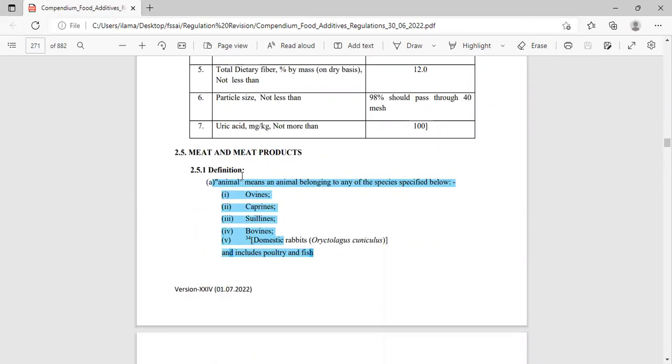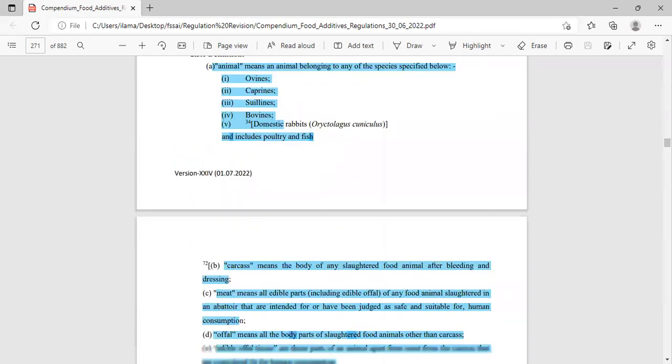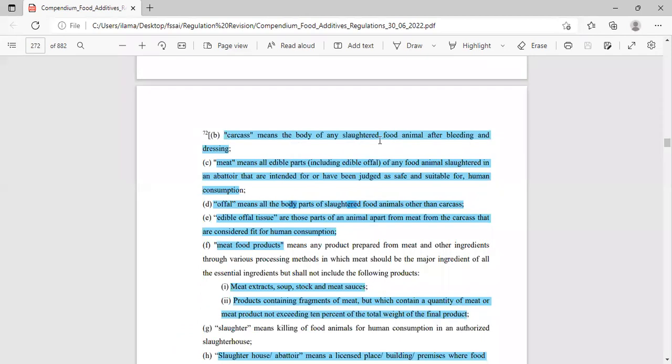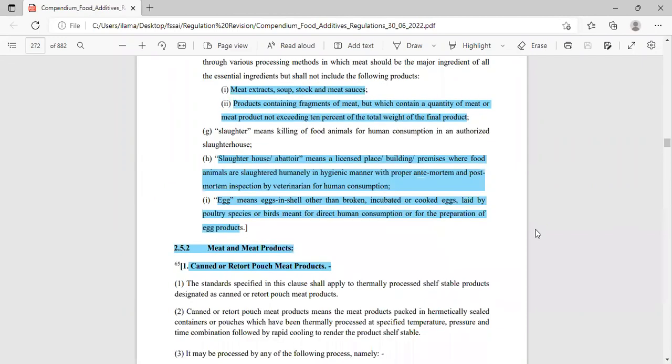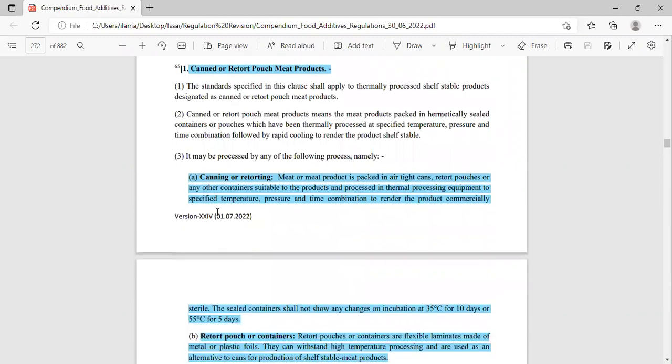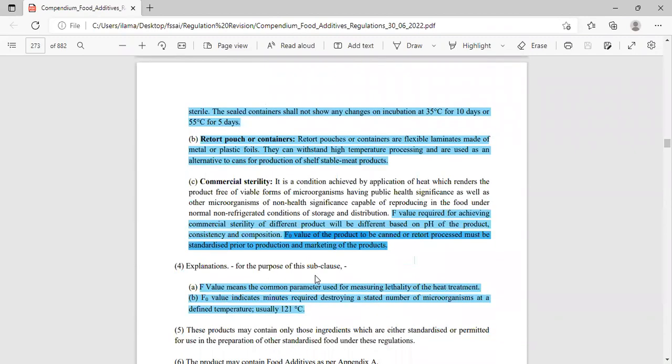Just go through what is meat and meat products and then types. Here the carcass means the slaughtered animal after bleeding and then dressing. Offal means all body parts of the slaughtered animal other than carcass. So know what is carcass and offal, and just go through what are the definitions as per this food additive regulation. What is the definition for canning, retorting, and then the retort pouch.